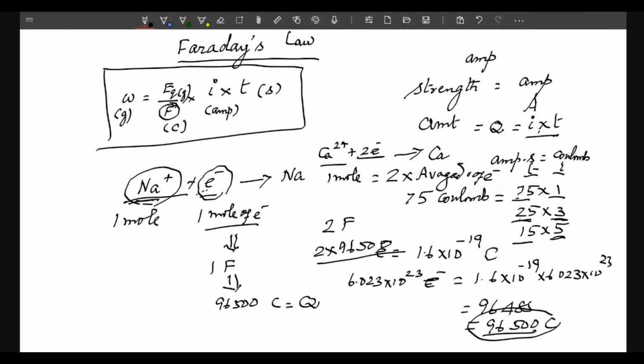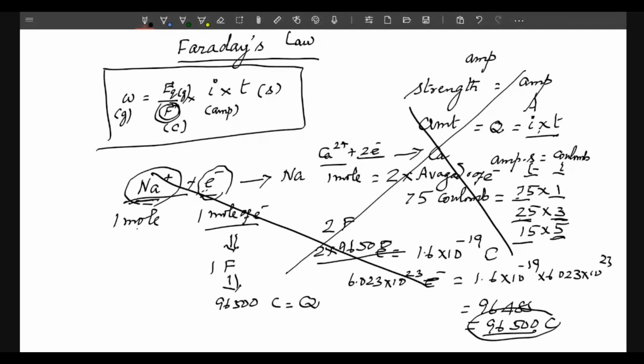This is the way you can see this. And this is the Faraday. This Faraday is meant for 1 mole of electrons, 96,500 coulomb. And here you are giving equivalent weight. Why should it be equivalent weight?